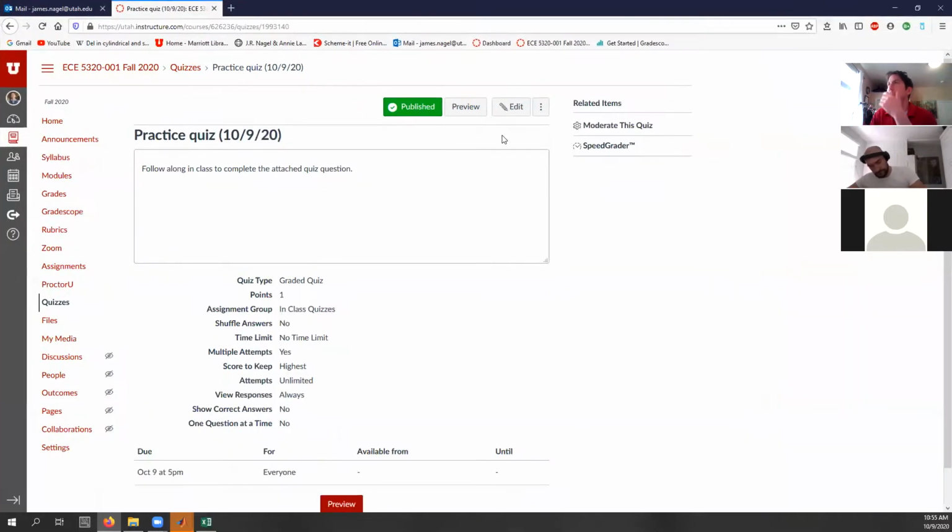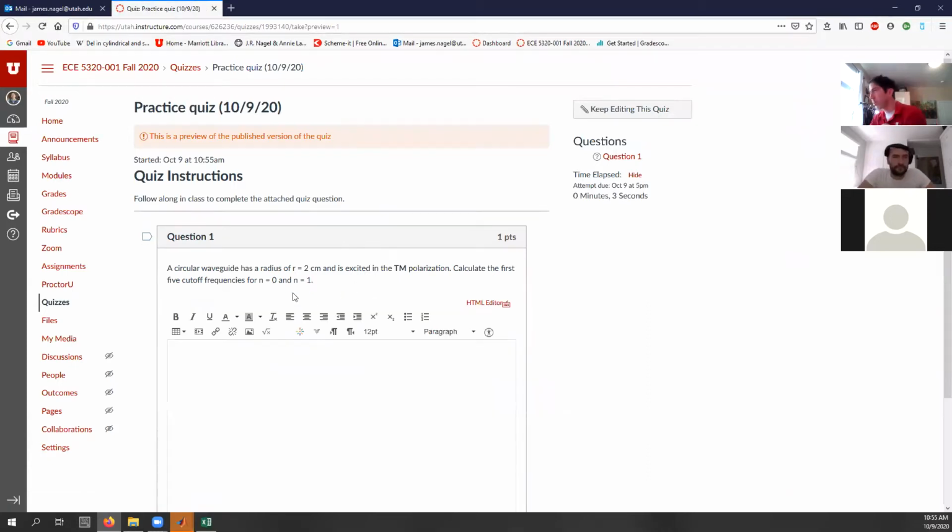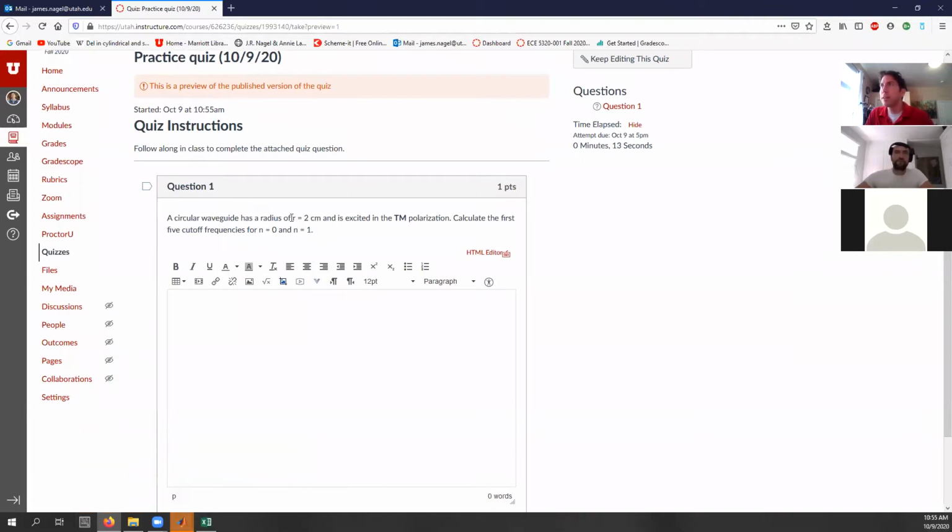So if you pop open Canvas, there's the practice problem we're going to do today. It should look very familiar. We're just doing the circular waveguide, only instead of TE polarization, we're going to do the TM. So we've got a waveguide radius of 2 centimeters. And we're just going to do that same thing where we want to calculate the first 5 cutoff frequencies. And I like this because the first 3, you can just do the table lookup in the book, but the last 2, you have to kind of do that graphical thing yourself.